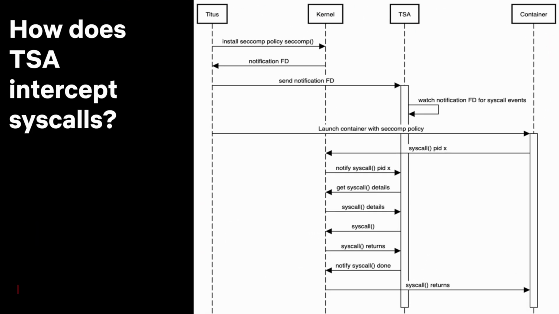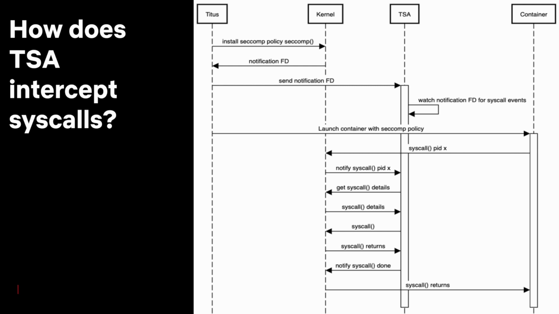So Titus, again, is our container orchestration platform. And when it starts initializing a container, Titus creates a seccomp policy filter. The seccomp policy filter is a combination of system calls that Titus wishes the container to handle, and this handling is in turn done by a separate TSA sidecar that's running for each container. So the seccomp policy is installed with the kernel. The kernel returns a notification file descriptor, again a change added in 2017.